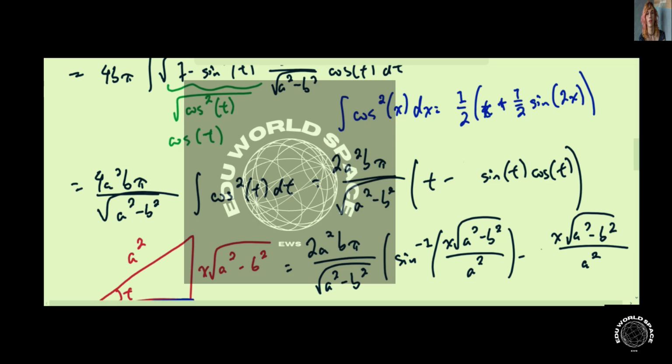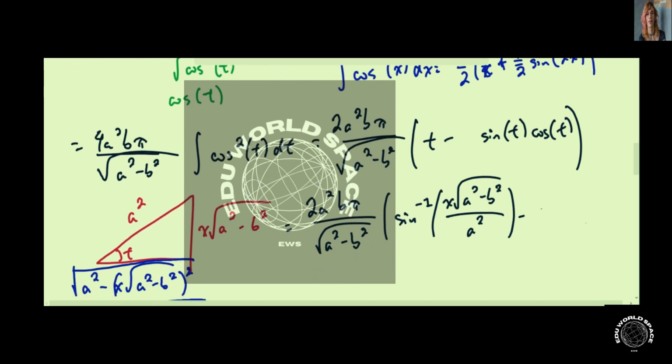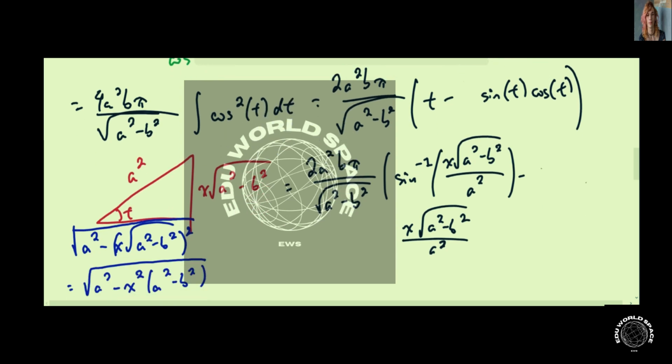So it'll be just like that. And let me actually move this down here, minus x root a squared minus b squared over a squared. And the cosine, we know that the cosine of t in this case, doing simplification, would be a squared, this root of a squared minus x squared times a squared minus b squared, the whole thing over a squared.